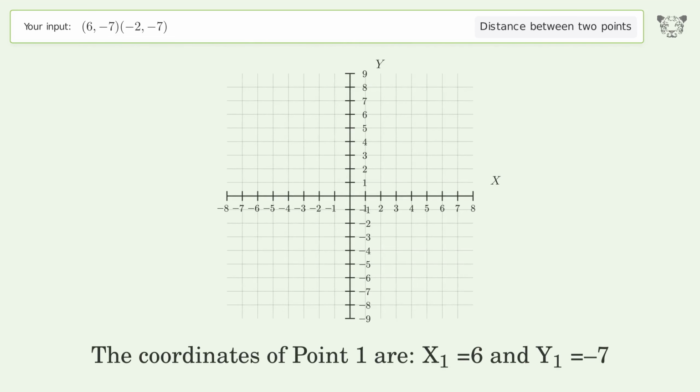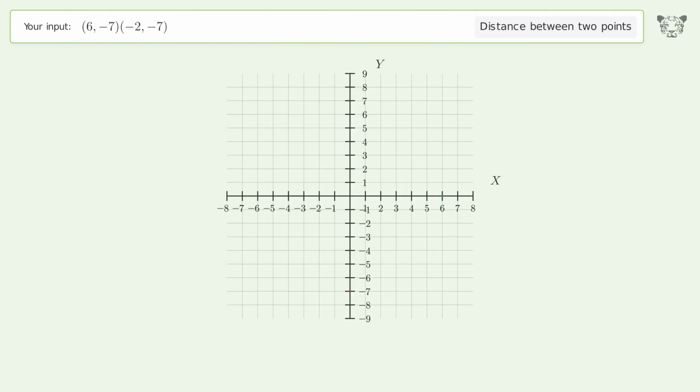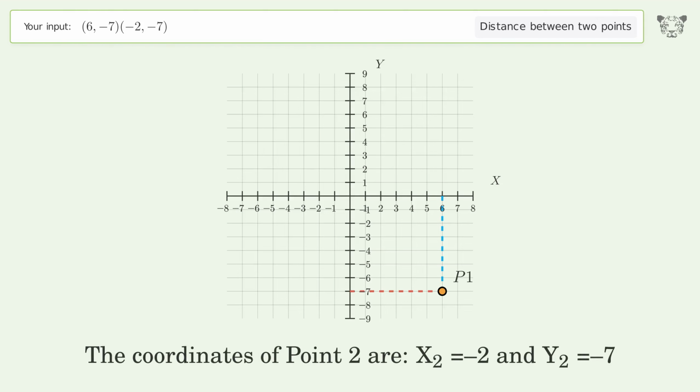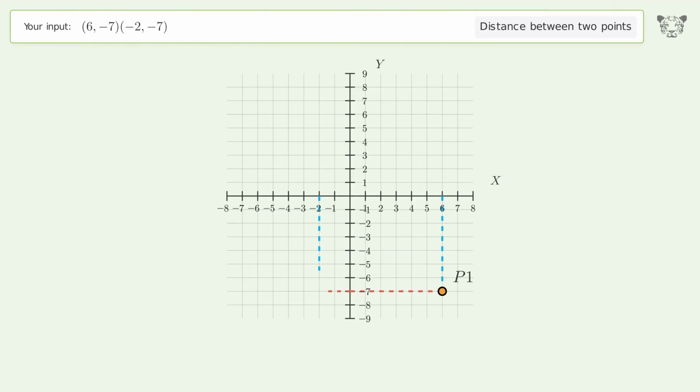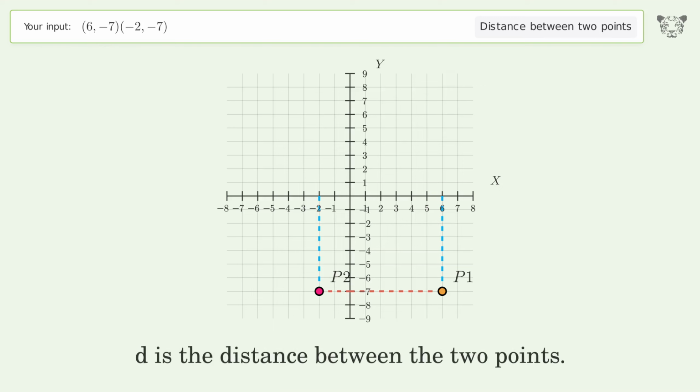The coordinates of point 1 are x1 equals 6 and y1 equals -7. The coordinates of point 2 are x2 equals -2 and y2 equals -7. D is the distance between the 2 points.